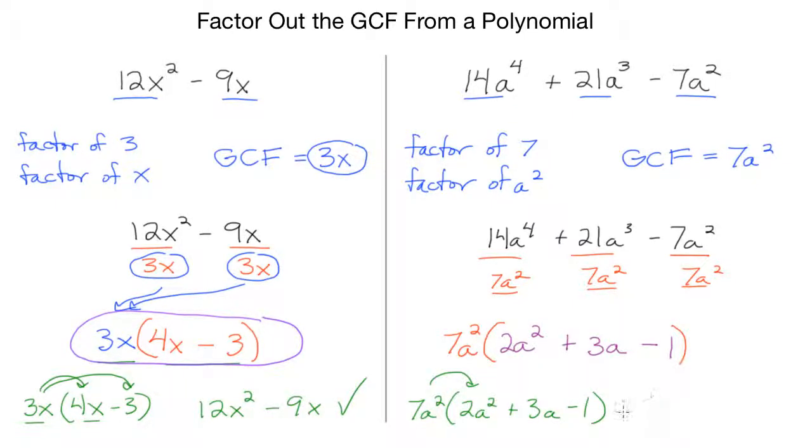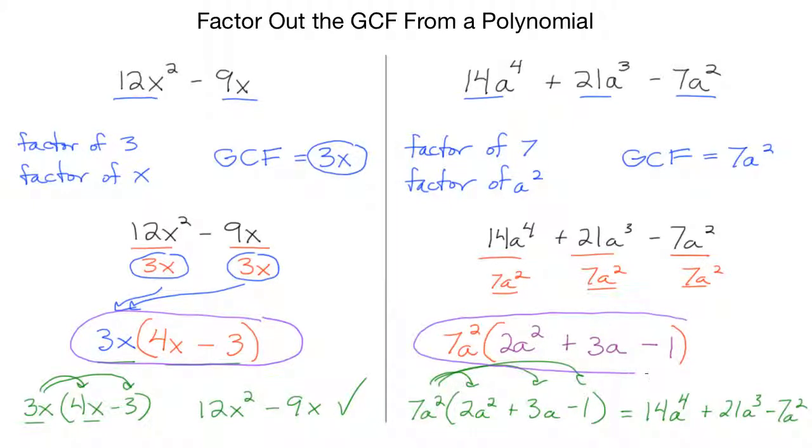7a squared times 2a squared, yep, that's going to be 14. 7 times 2 is 14. a squared times a squared is a to the fourth. 7 times 3 is 21. a squared times a is a to the third. And 7a squared times 1 is going to be just 7a squared. Yep, that matches with what we started with, so I multiplied it out and checked. So I'm feeling pretty good that in factored form, if I factor out the greatest common factor, this trinomial here is equivalent to this trinomial here. This is just in factored form. I factored out the greatest common factor.